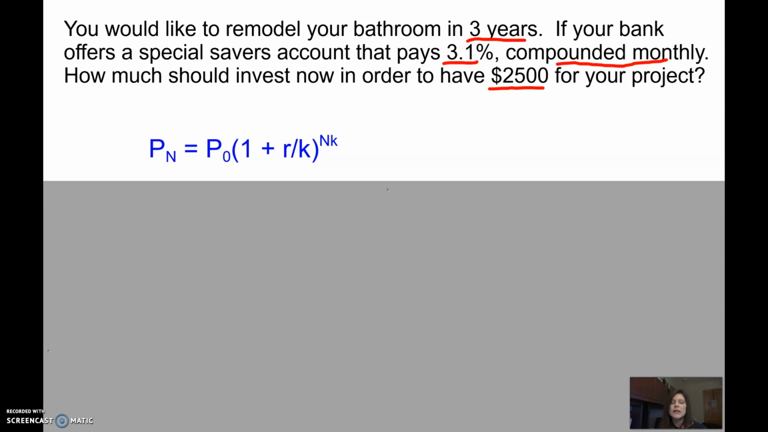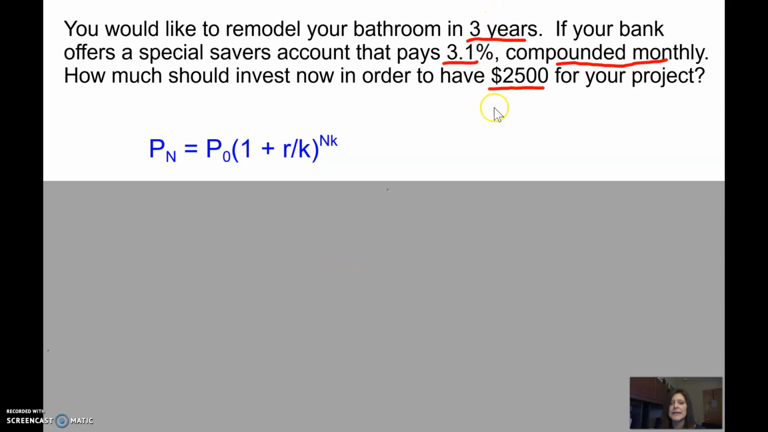So the scenario is, in 3 years, we want to remodel our bathroom. We have an account that will pay 3.1% compounded monthly, and we want to have $2,500. Okay, so I've copied the compound interest formula, P sub n, future, equals P sub 0, original, times the quantity 1 plus r over k, all raised to the nk, where r is the interest rate, k is the number of compounding periods, and n is the number of years or the time.